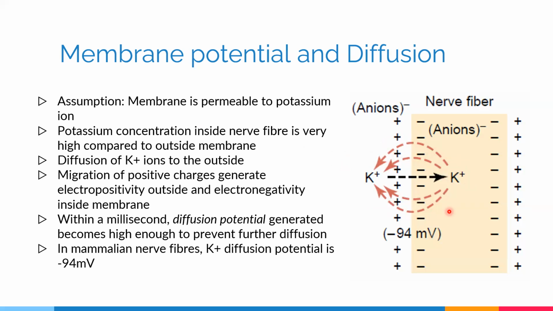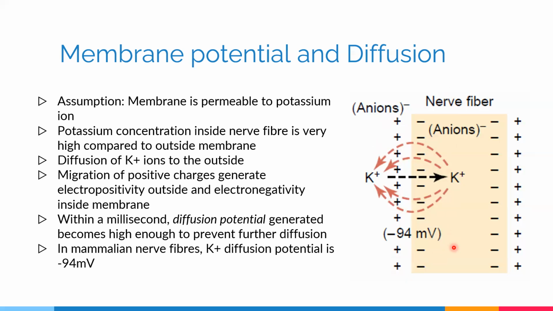Migration of these positive charges, obviously potassium is positive, and movement of positive charge outside creates a charge difference along the cell membrane. Since positive charges are moving out of the cell itself, the outer surface of the cell membrane is now positively charged, whereas the inner surface is slowly becoming negatively charged. Thus, migration of the positive charges generates electropositivity outside and electronegativity inside the membrane.